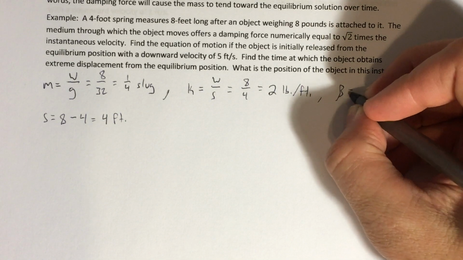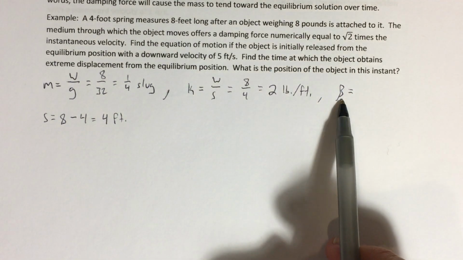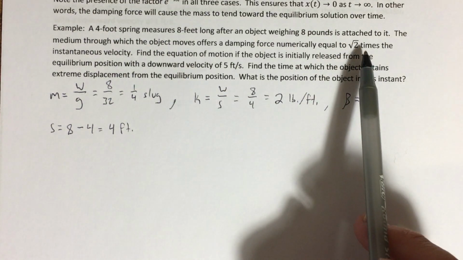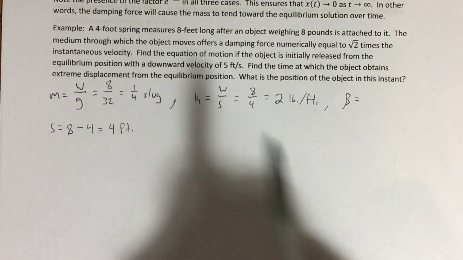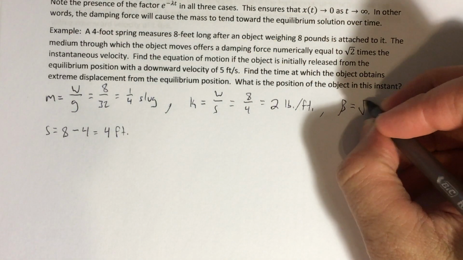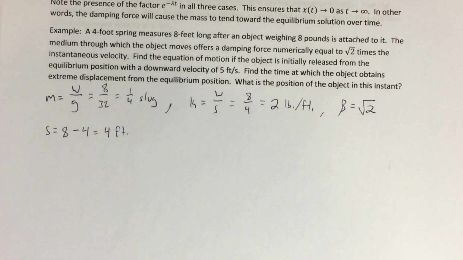Now, beta, remember, is given to us directly in the problem. Beta is what we're multiplying our velocity by to account for our damping force. And we're told that root 2 times the instantaneous velocity gives us that damping force. So that would imply that beta is equal to root 2 here. Okay? So that gives us the following DE.